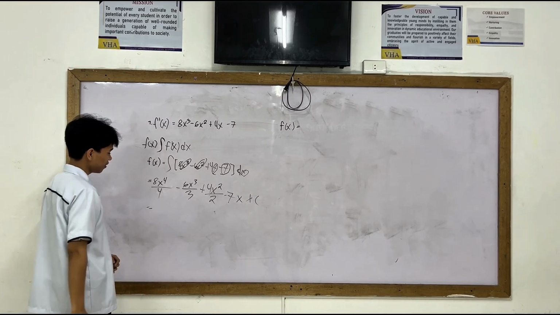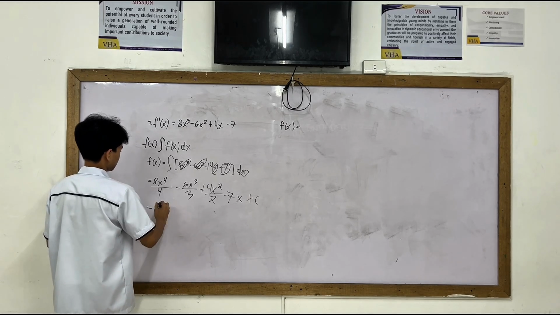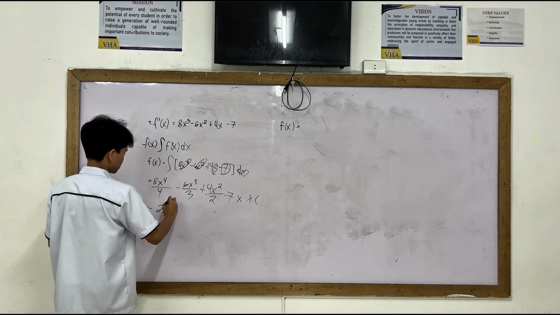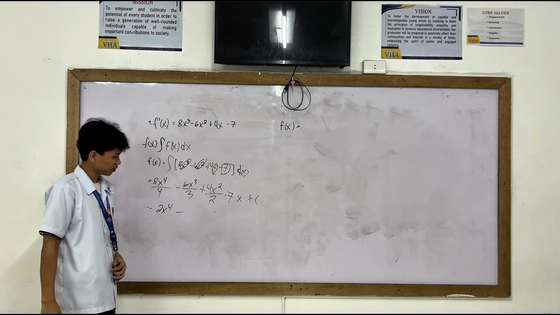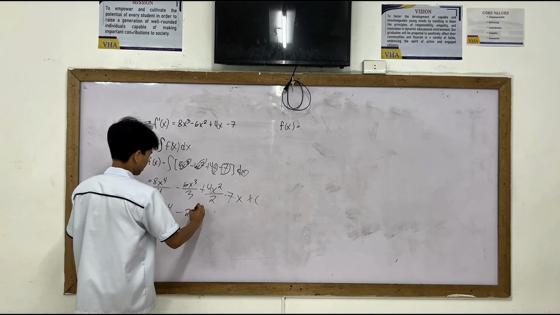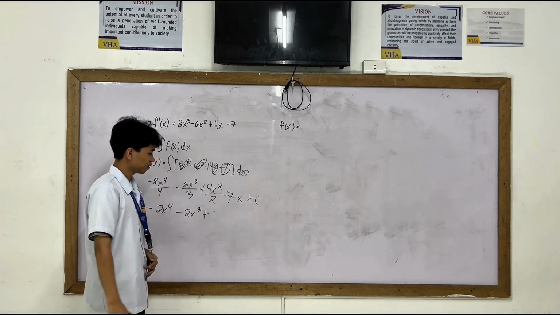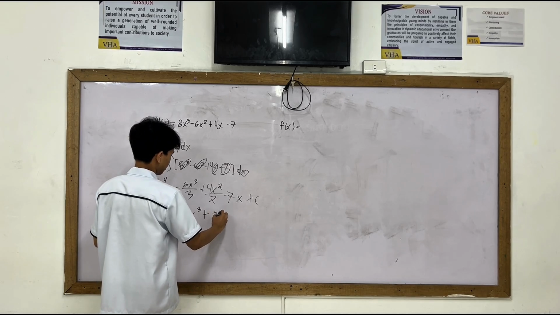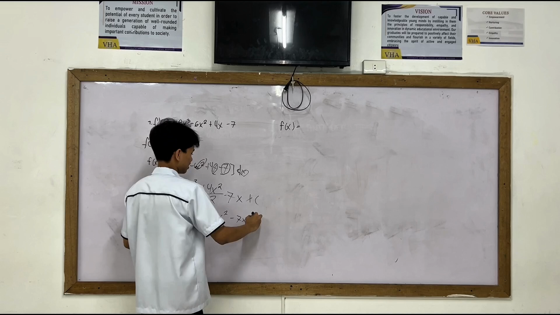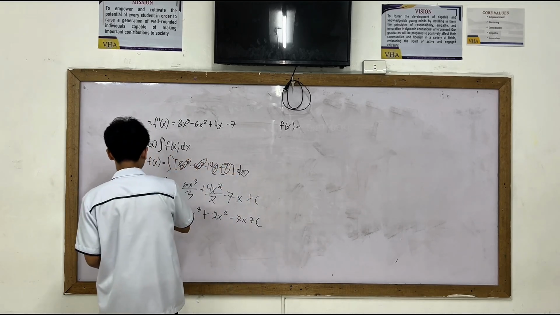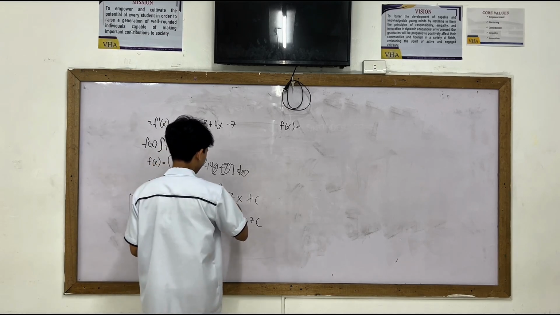8 divided by 4 is equal to 2. x to the 4 minus 6 over 3, 2 also. 4 divided by 2, minus 7x plus c. And this is the answer.